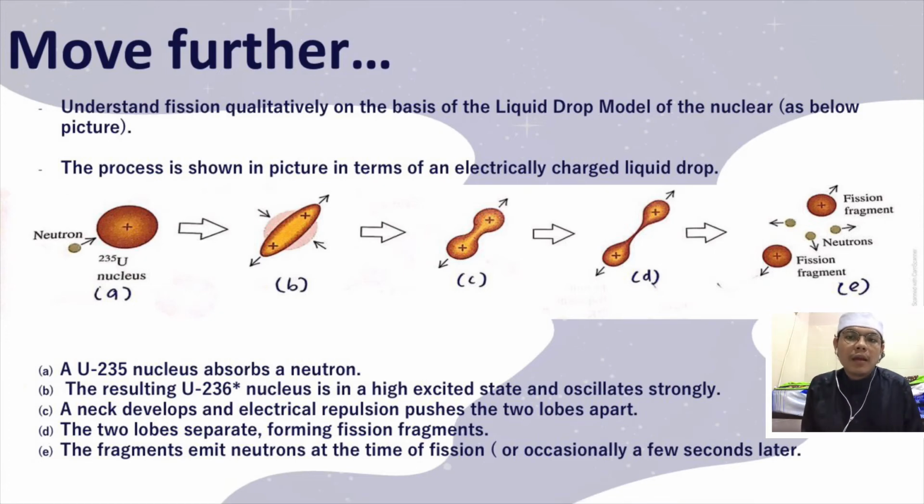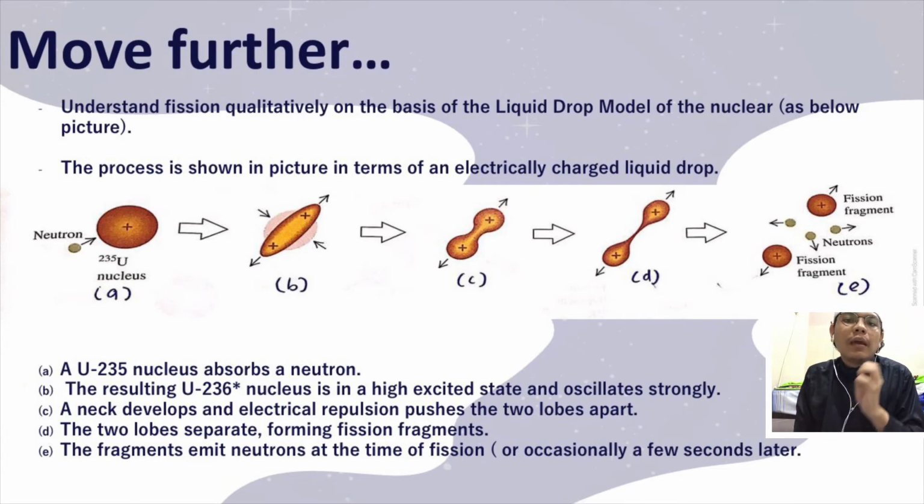Okay, so guys, a uranium-235 nucleus absorbs a neutron, as you can see in figure 1 or in picture A. It becomes a uranium-236 nucleus with excess energy, as you can see in picture B. After that, this excess energy causes a violent oscillation during which a neck between two lobes develops, and you can see it in picture C.